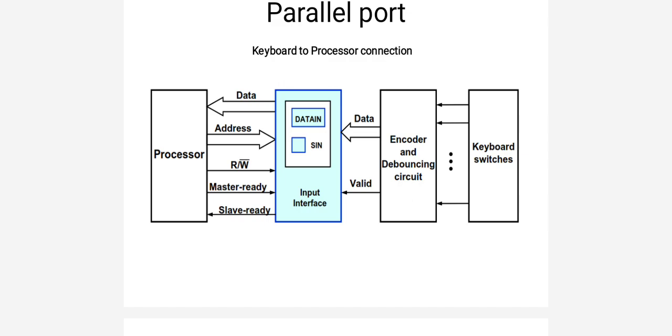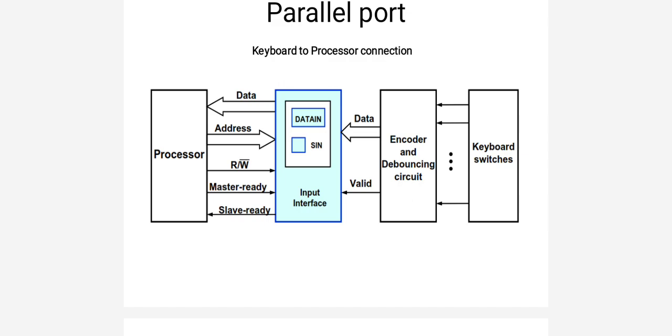And what is the use of the debouncing circuit which is associated with this encoder circuit? That is to reduce the bouncing effect. We have some debouncing circuit or some software approach used within this encoder circuit. So first, the key is pressed, then the switch is closed. That value is input into the encoder circuit. And what is the function of this encoder circuit? It generates the ASCII code for the corresponding character.